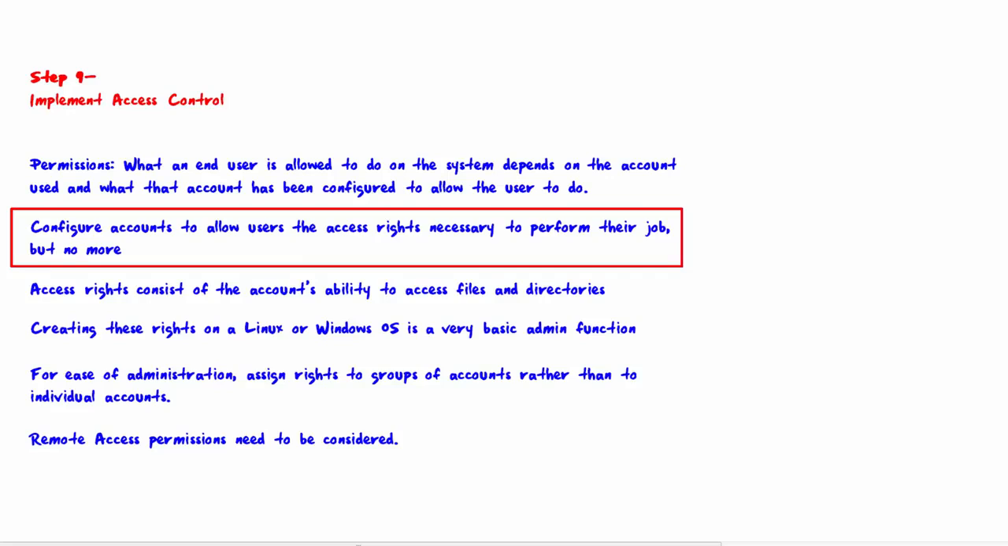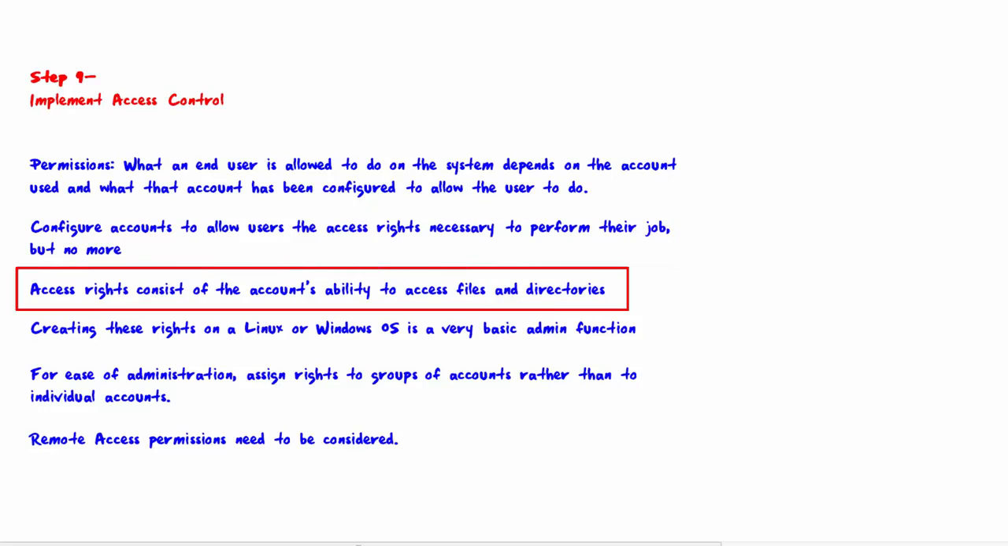Configure accounts to allow users the access rights necessary to perform their job, but no more. This, if you recall, is the principle of least privilege. Access rights consist of an account's ability to access files and directories. If access is granted to a file, is the account allowed to change the file or only read it? If access is granted to a directory, is the account only allowed to read the contents of the directory, or are they allowed to create new files in the directory, etc.?